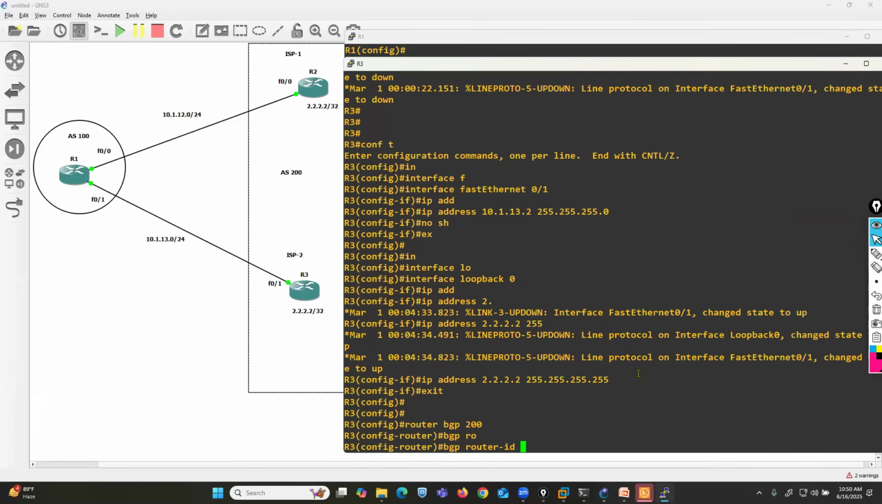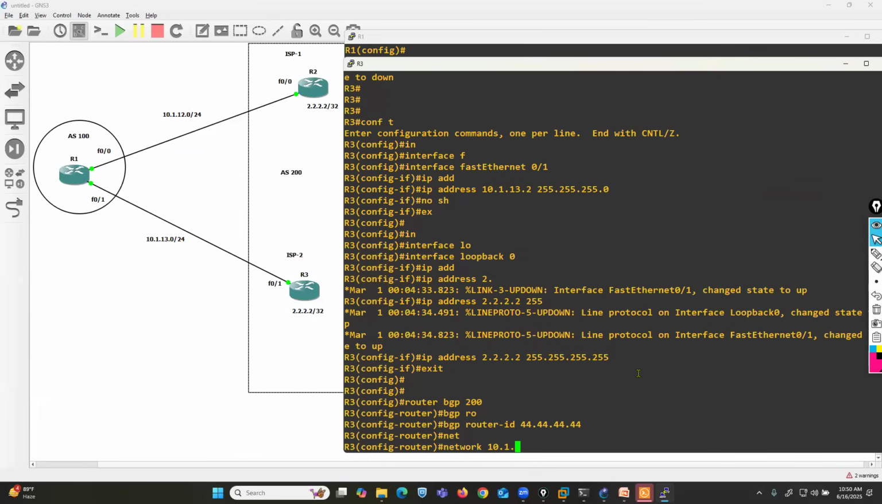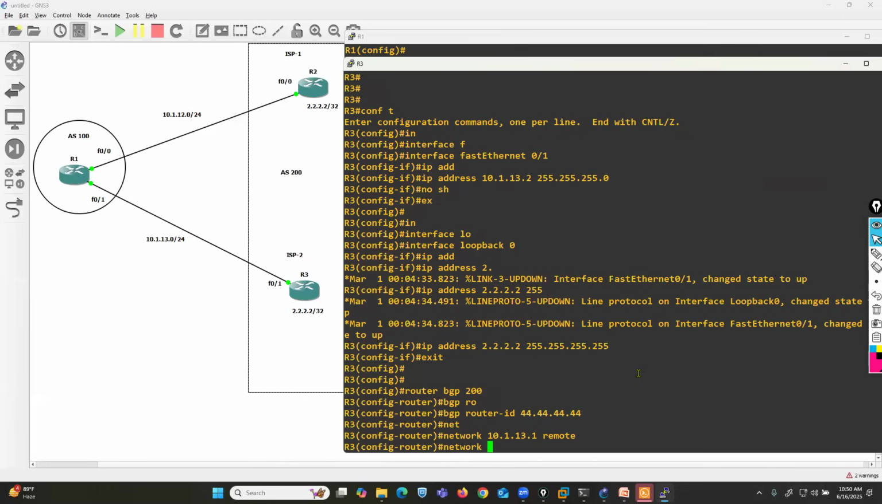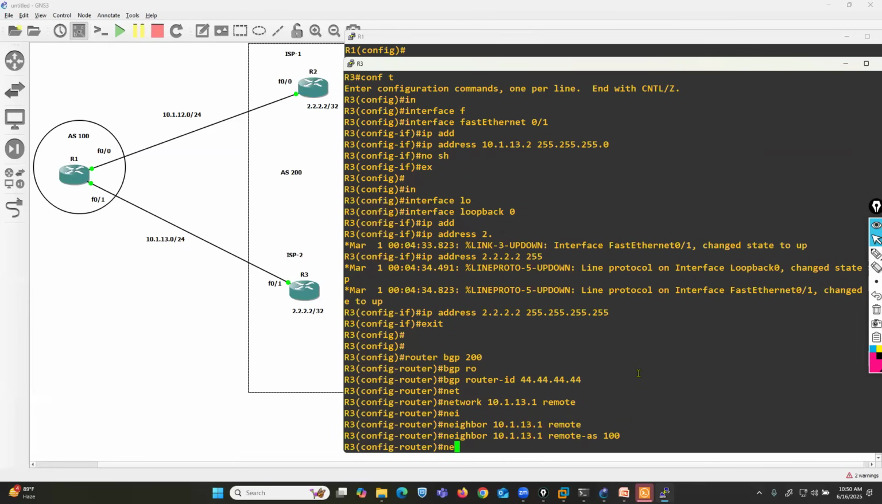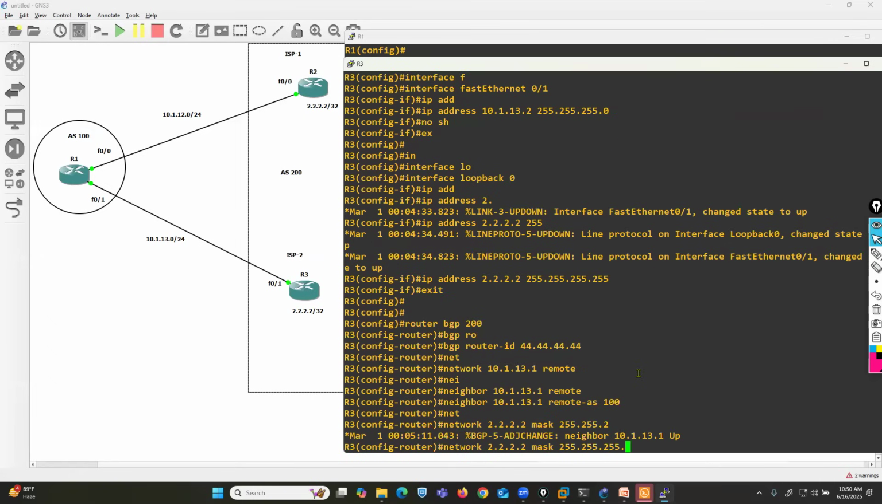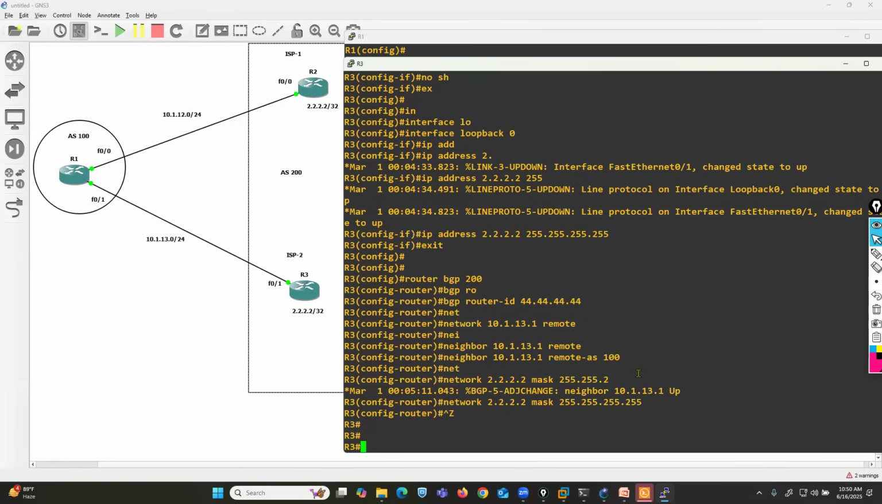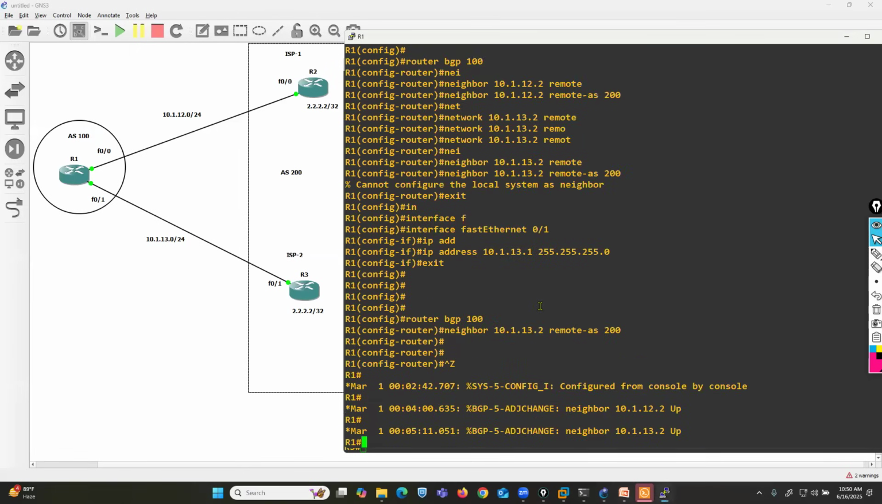Now router BGP 200. BGP router ID, so I'm using a router ID, for example, 44.44.44.44. Now neighbor is 10.1.13.1, remote AS is 100. And the network I'm trying to advertise is 2.2.2.2, mask. Any problem in this configuration, UNC? Simple task.